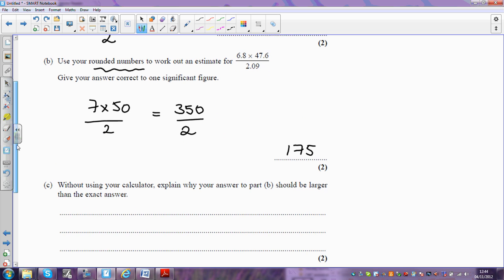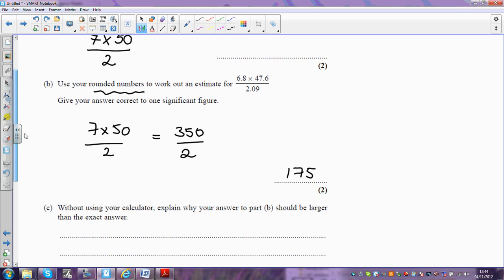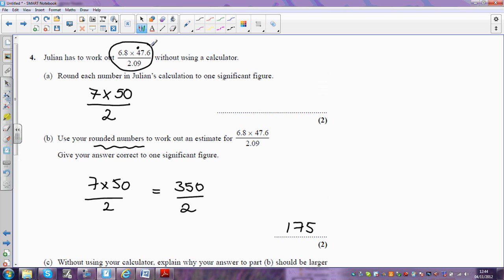Okay. Right, what we've now got to look at is explain why our answer in part B is going to be larger than the real answer. Well, if you look at the numbers in the original calculation, we rounded 6.8 up to 7. We rounded 47.6 up. So we rounded the two top numbers up, so they became bigger than they really should be. And we rounded the bottom number down. And if you're dividing by something smaller, you end up with a bigger answer.